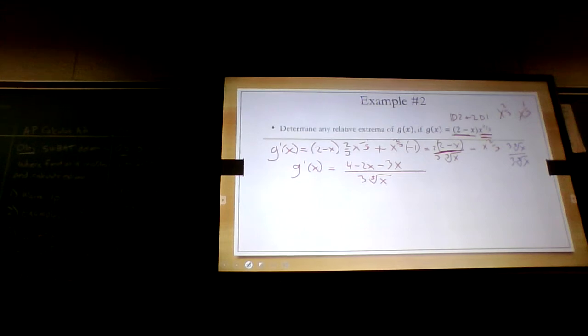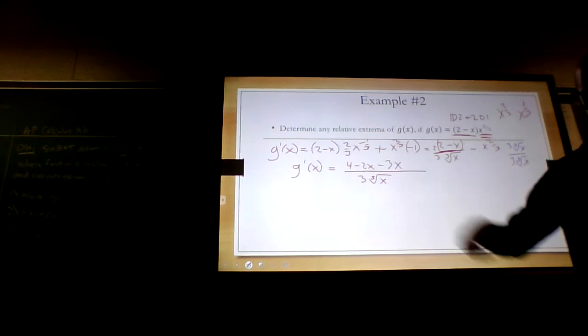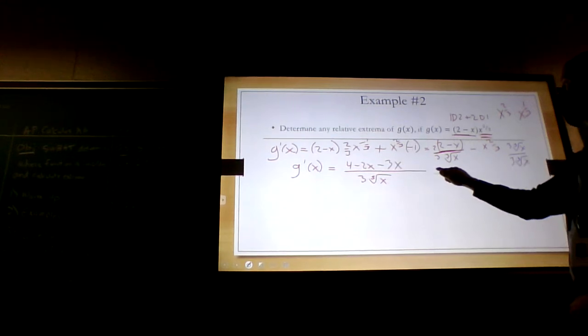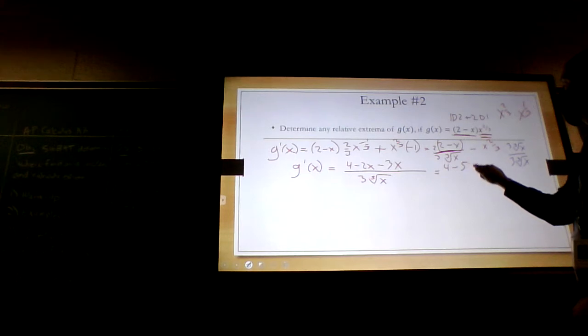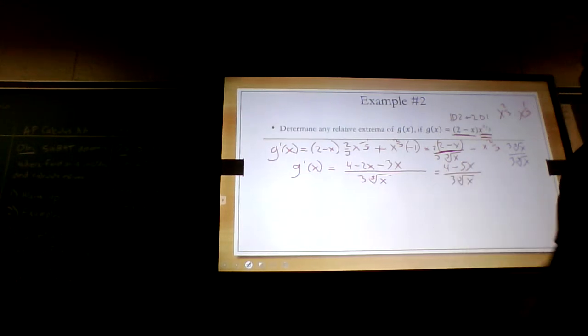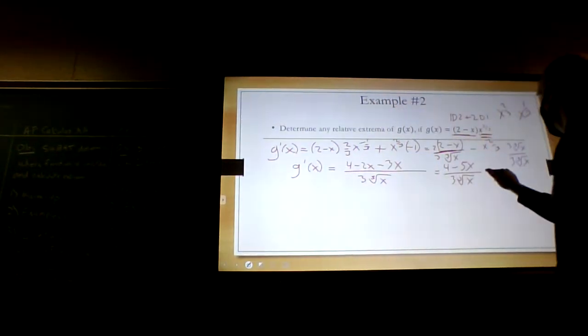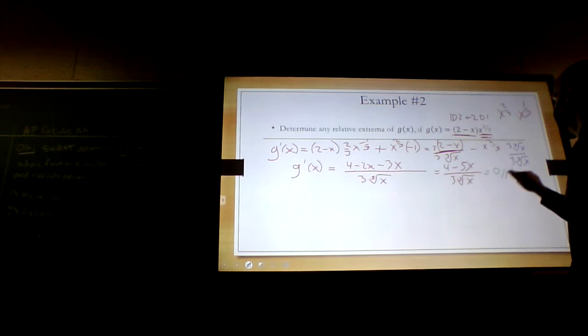Do we have any common or like terms in the numerator? What's 2x and 3x? Oh, that'd be 5x, wouldn't it? Okay, so this is my derivative, and I spent a lot of time working on this because now what I need to do is set this equal to 0 or DNE.